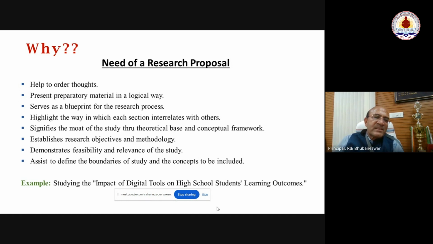Then it establishes research objectives and methodology, demonstrates feasibility and relevance of the study, and assists in defining the boundaries of the study and the concepts to be included, means limitations and delimitations. For example, studying the impact of digital tools on high school students' learning outcomes.